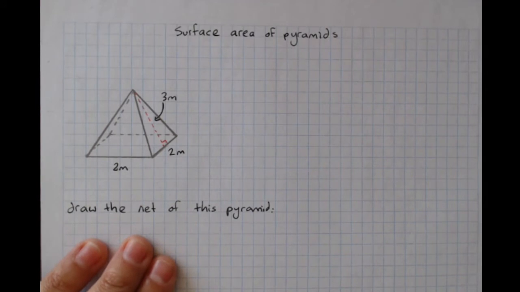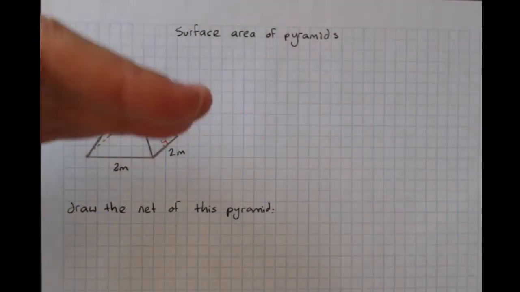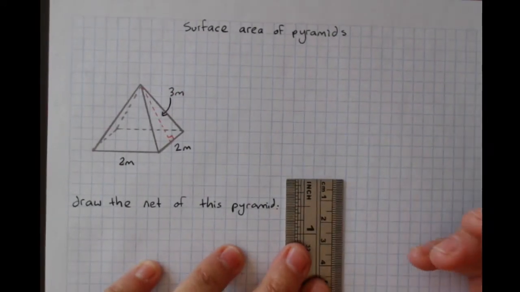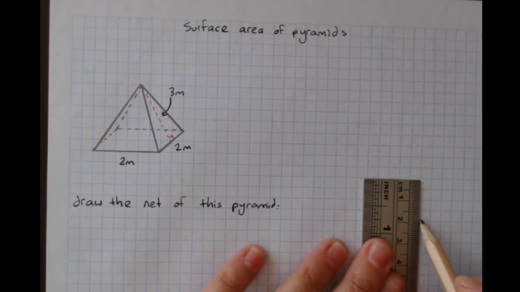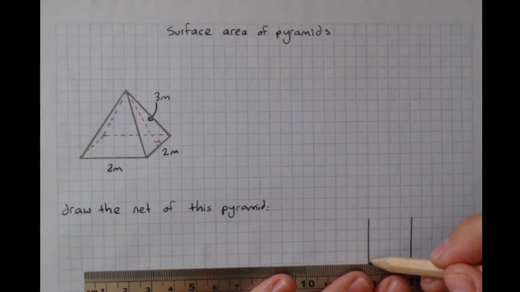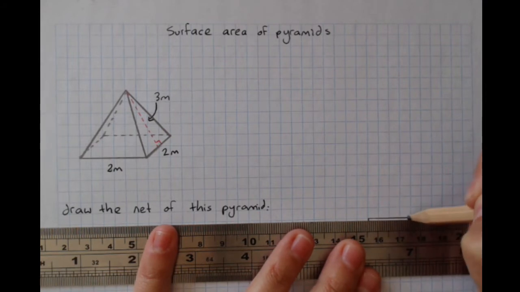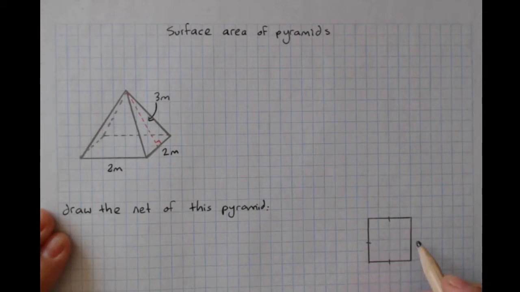We need to be able to draw the net of a pyramid, and it's a really good idea actually to think of it in terms of a net. So your idea is, imagine looking down at that pyramid. You would see a square, so you start by drawing a square. If you're drawing a net, please make sure that you use a ruler, and we will label our sides with the lengths. We don't have to draw it to scale. So that is our square looking down, and our side lengths would all be 2 meters.